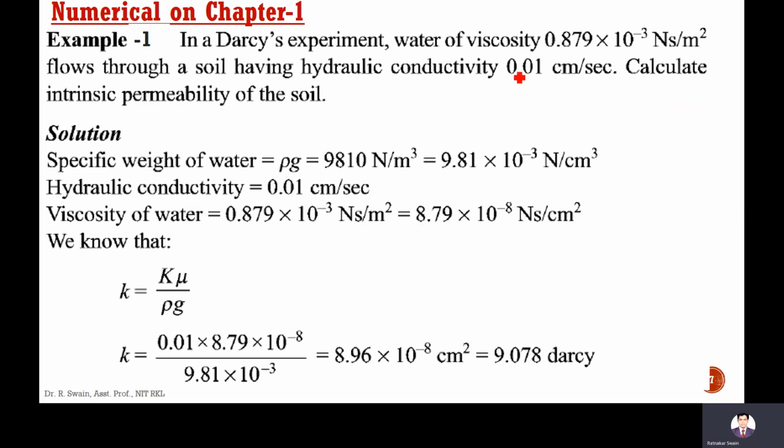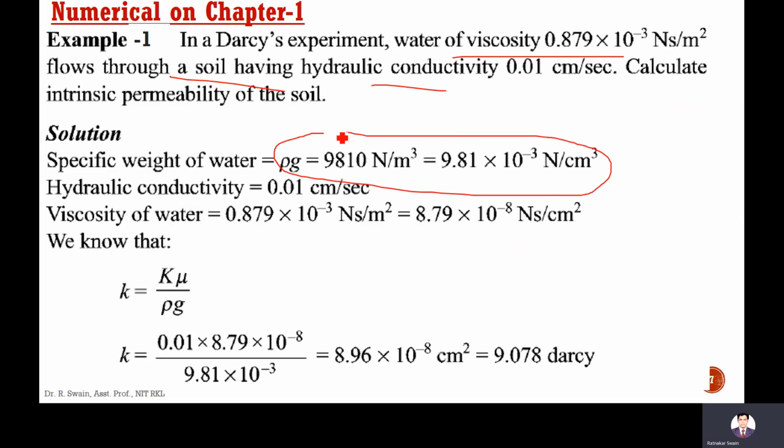Here in Darcy's experiment, water of given viscosity flows through a soil having hydraulic conductivity of 0.01 cm per second. Calculate the intrinsic permeability of the soil. Specific weight of the water is calculated like this: rho g. Rho is the density into g. G is 9.81. Rho is the density, and density of water is 1000 kg per meter cube, or 1 gram per cc.